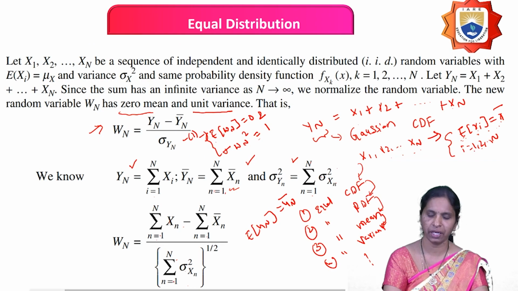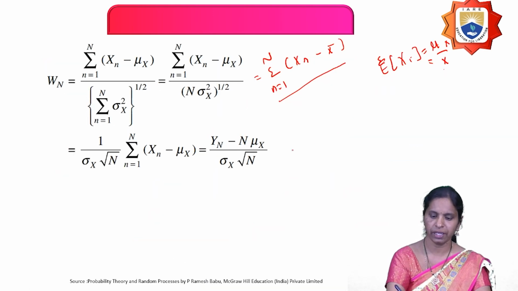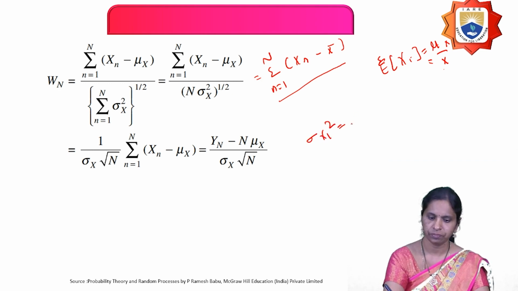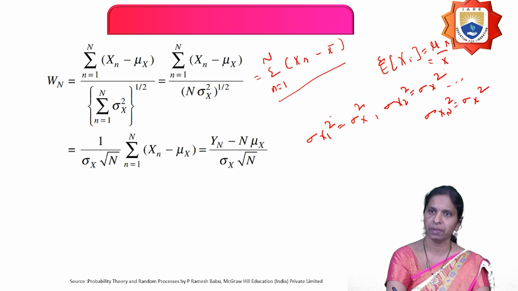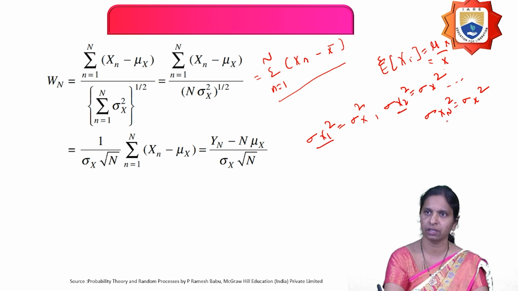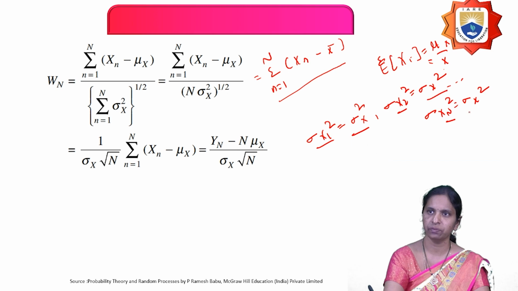Here, what is the variance? The sum from n equals 1 to N of sigma_Xn squared. Over here, all these random variables have equal variance. What does it mean? The variance of the random variable X1 is equal to the variance of X2, and so on, up to the variance of Xn. Let us consider the variance of X1 as sigma_x squared, the variance of X2 as sigma_x squared, and so on. It means all these random variables X1, X2, and so on up to Xn have the same variance.